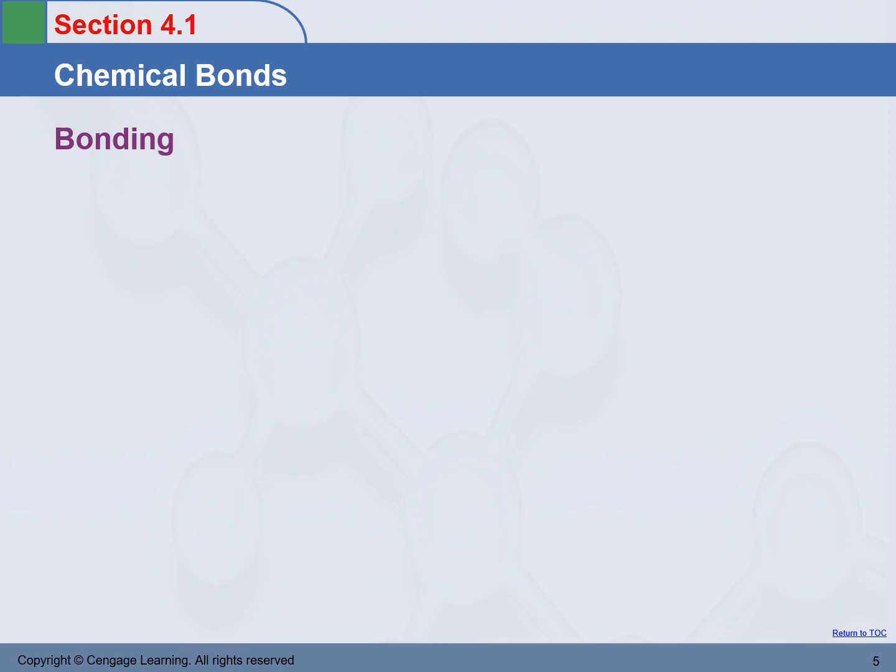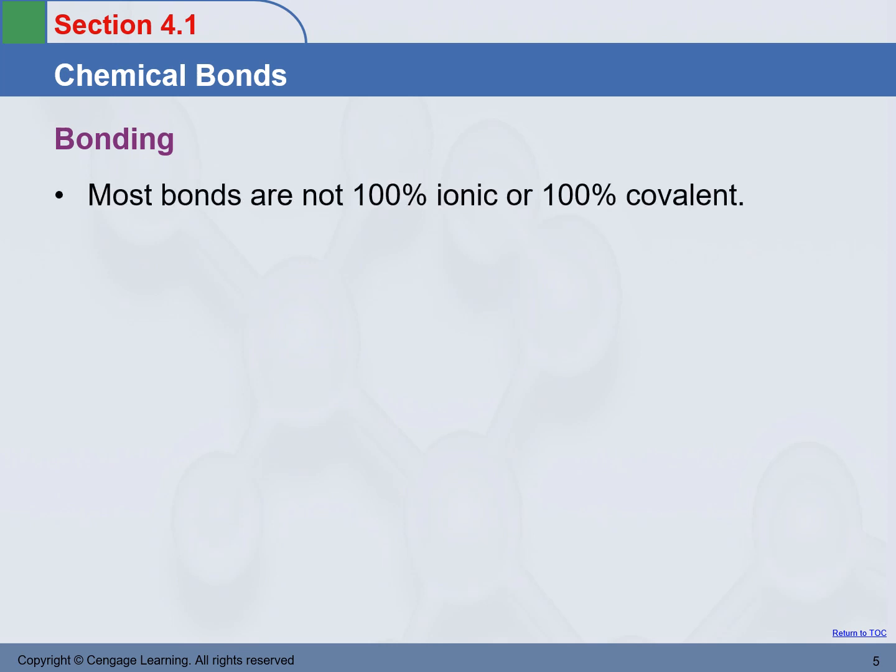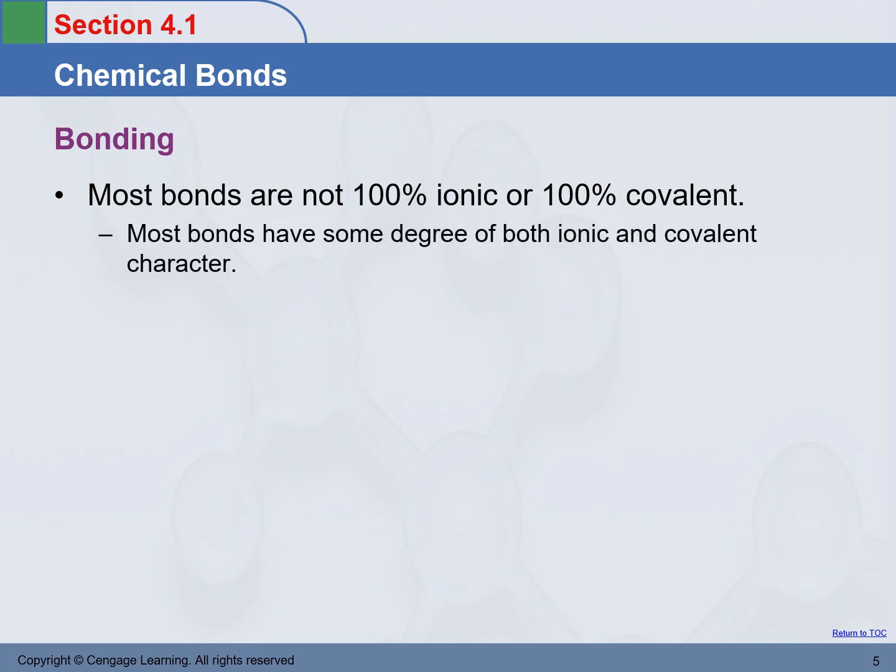Although we just defined two kinds of chemical bonds, ionic and covalent, let's make it clear. Most chemical bonds are neither 100% ionic nor 100% covalent. Electrons in most chemical bonds are not transferred completely or shared equally.